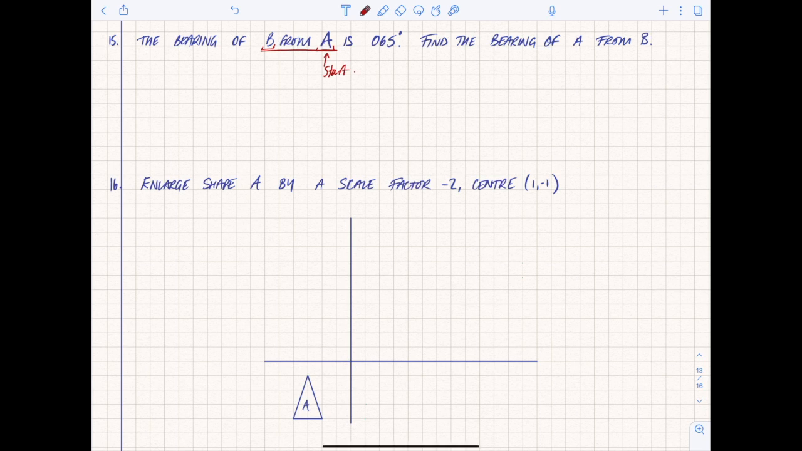So if we sketch this out, this is A. The bearing of B from A is 065. So we're going to add in a north line. The first thing to do is think about adding in a north line.